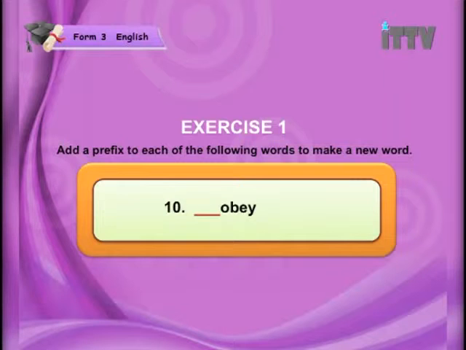Next, number 10, obey. What's the opposite? And you have to add the prefix to get the opposite word or antonym. What is it going to be? Answer, disobey.